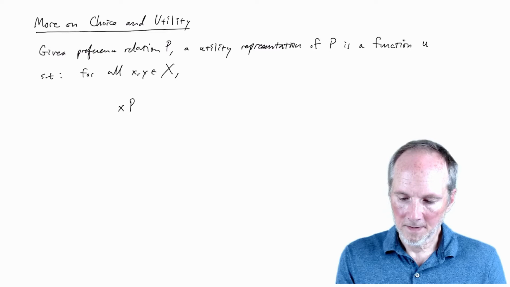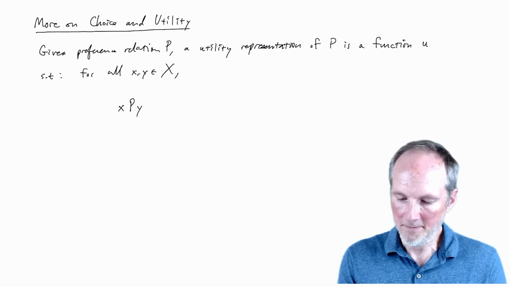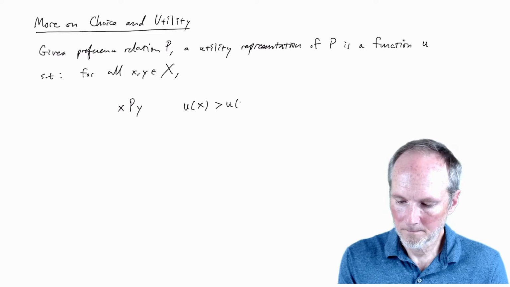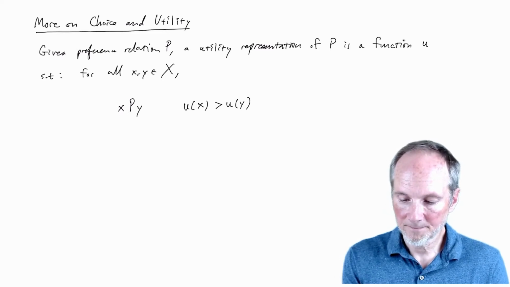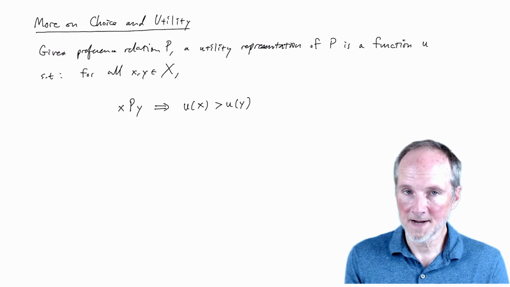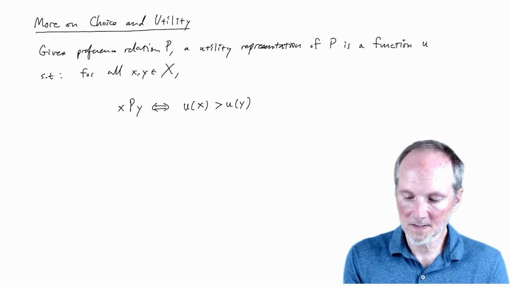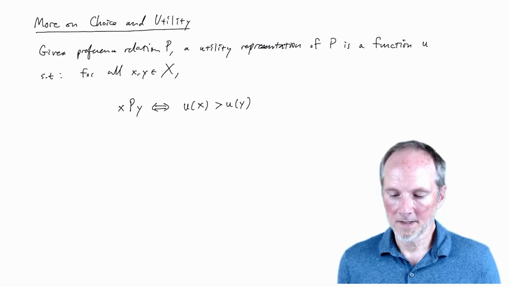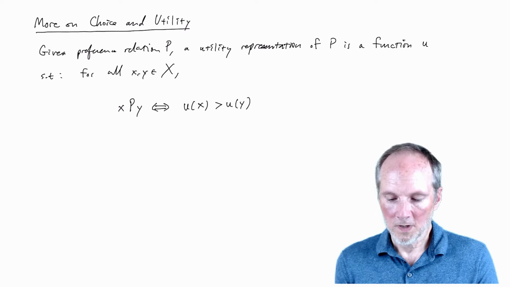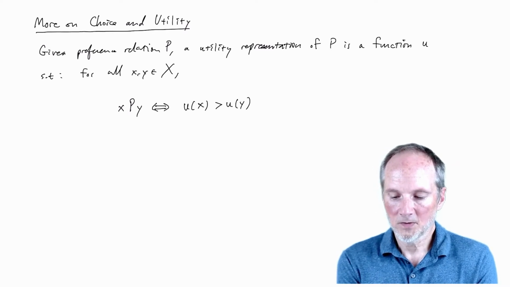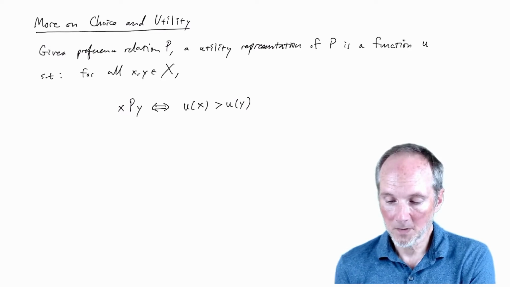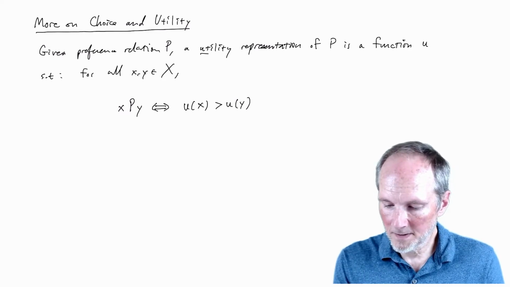If x is better than y, so it's above y in this person's ranking, then it has a higher number. And vice versa. If it has a higher number, then it has to be better. So I'm actually going to use this logical biconditional statement. It means that a strict preference holds if and only if the utility from x is higher than the utility from y. This is a definition, so I'll underline it.